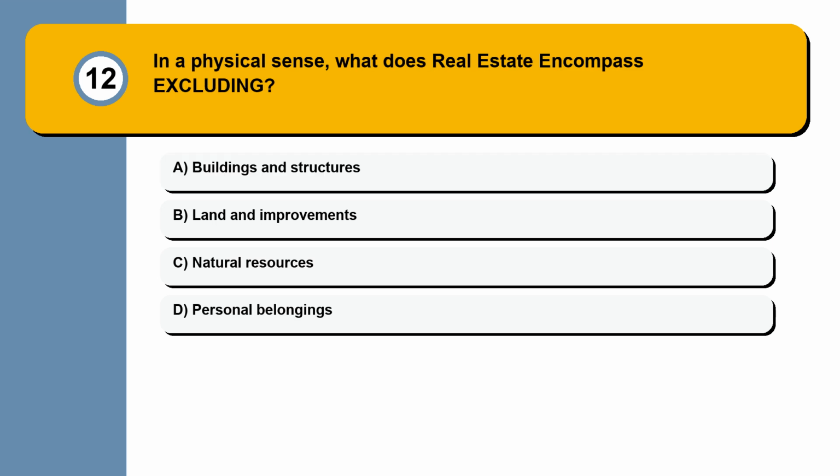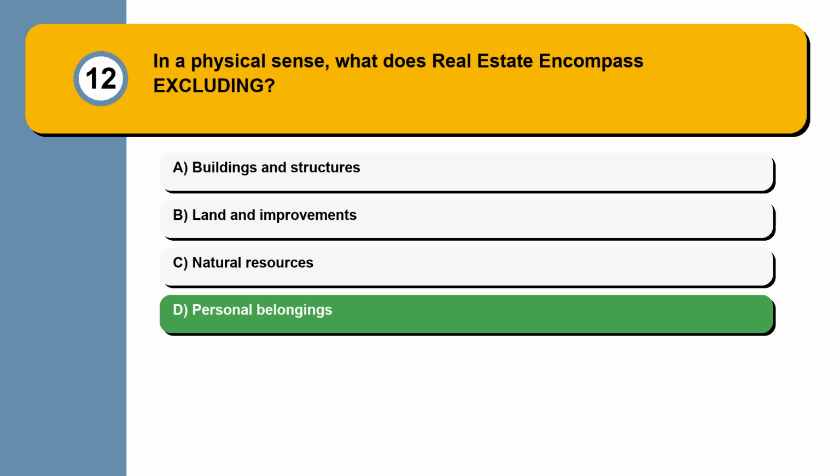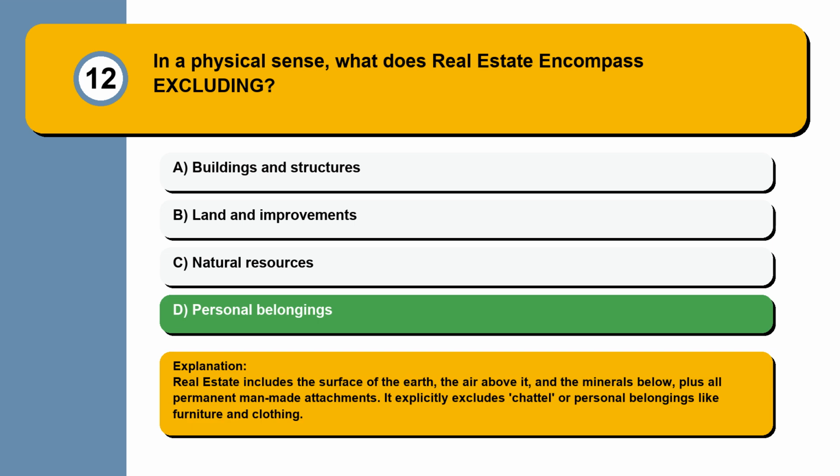Question 12. In a physical sense, what does real estate encompass excluding? Buildings and structures, land and improvements, natural resources, personal belongings. Real estate includes the surface of the earth, the air above it, and the minerals below, plus all permanent man-made attachments. It explicitly excludes chattel or personal belongings like furniture and clothing.